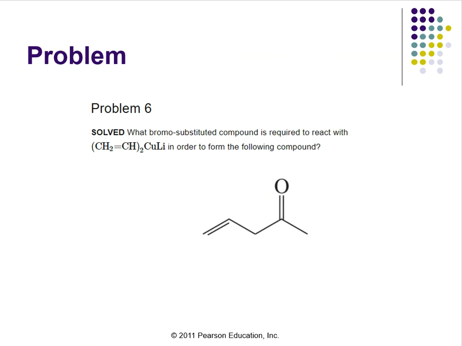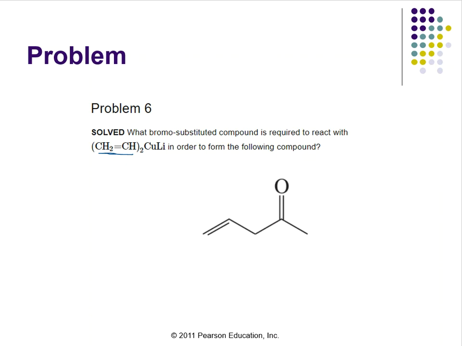So this problem said, what bromo-substituted compound is required to react with the following Gilman in order to form the following? And it gives me this molecule, and it makes me believe that I've got to do all kinds of things to it, but I don't. Because the only thing that I need to do is take a look at the R group that's on the inside. I know this piece will have to go on and replace the halogen. That's how these things work.